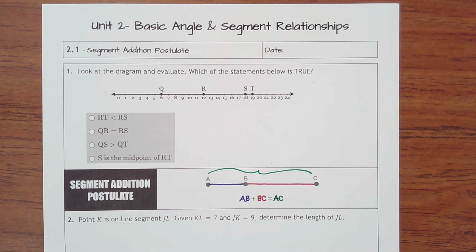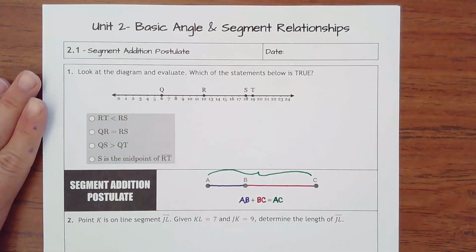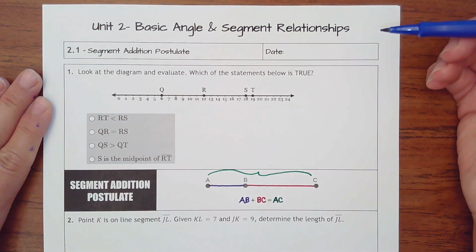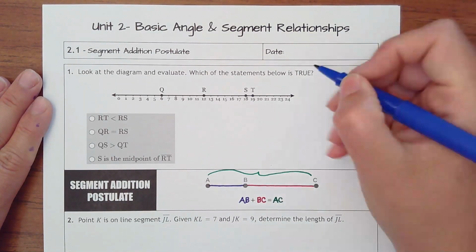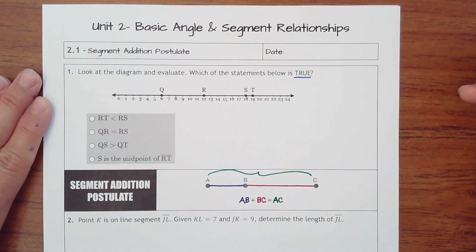Unit 2 is called Basic Angle and Segment Relationships. Lesson 2.1 starts with just the segment addition postulate. So we're going to learn what happens when we have segments with different lengths and how we can use algebra to solve for some missing lengths. Number 1 says look at the diagram and evaluate which of the statements below is true. Sometimes they'll switch this up and say which is false, but here it's which is true.